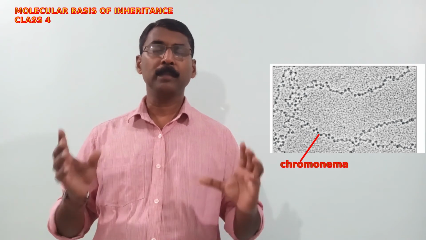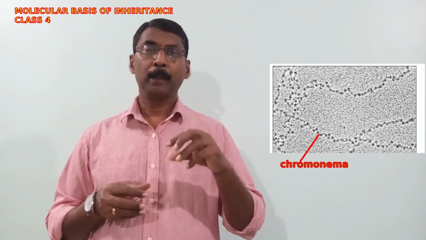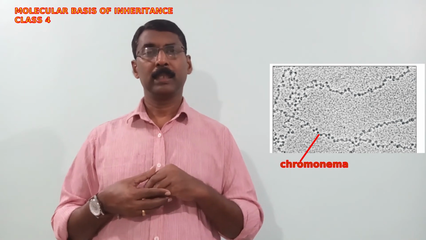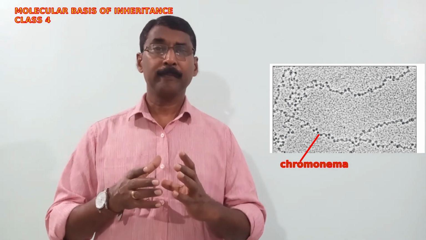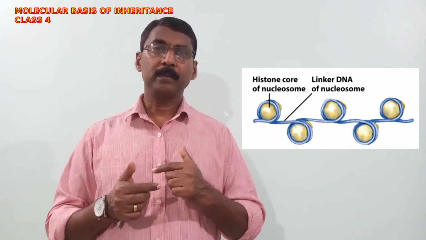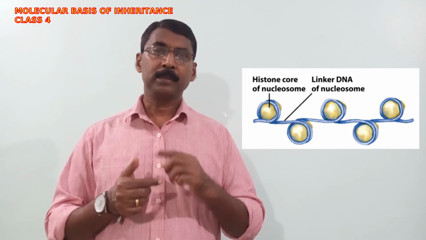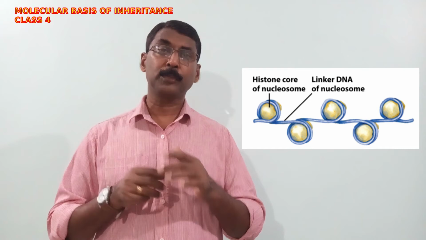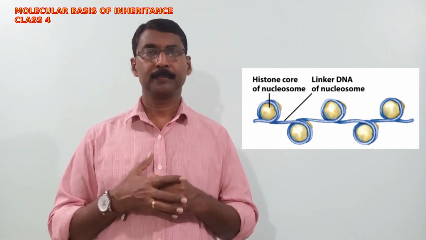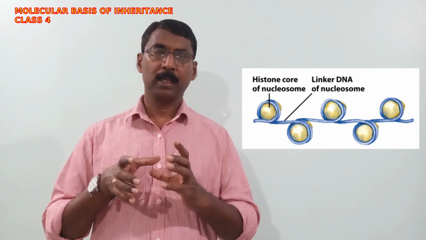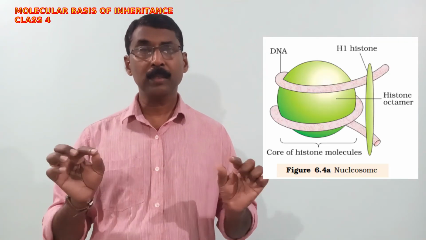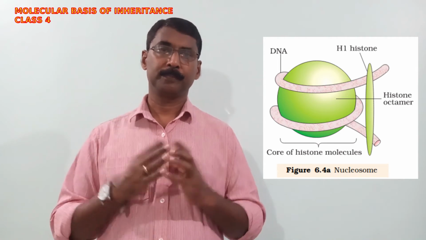So in this chromonema, each bead is a histone octamer around which some length of the DNA molecule, to the extent of 200 base pairs, is wrapped. That is one bead. And this bead is called a nucleosome.